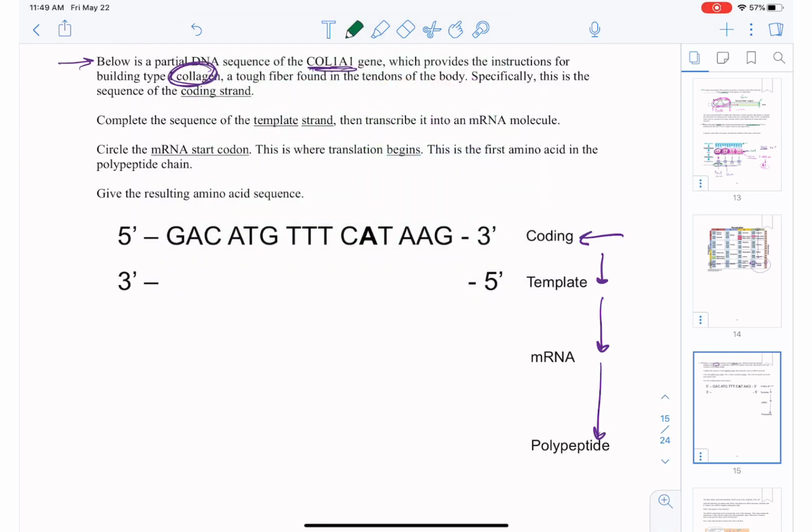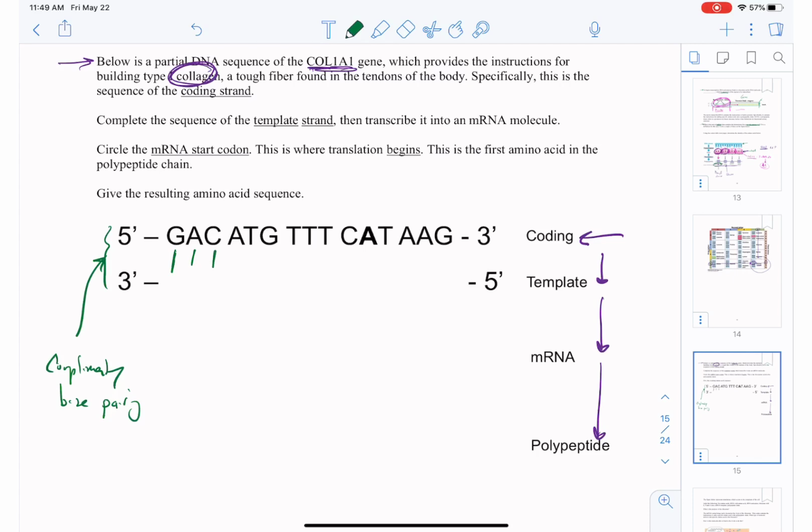First of all, let's complete the template strand. How are we going to do that? Well, the key here is complementary base pairing. The double-stranded DNA molecule is held together by complementary base pairs. So I'll just complete a partial sequence of it here.